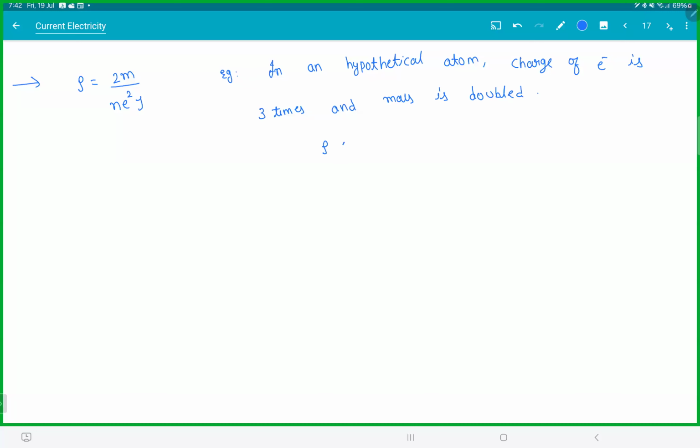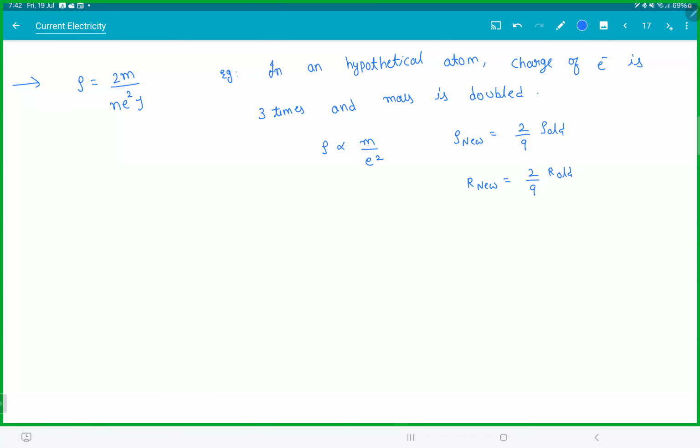You can clearly see rho is proportional to m by e square. So the new rho will be 2 by 9 rho old. That means the new resistance will be 2 by 9 of the old. They can ask you like this. They can mess up the whole question.